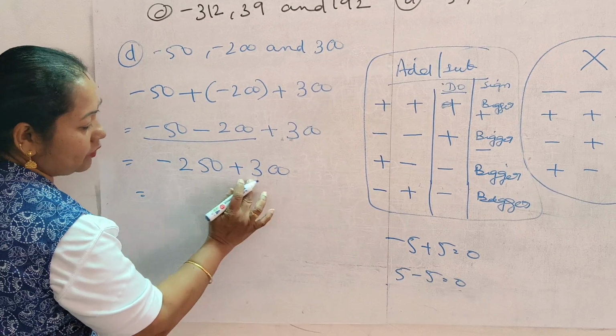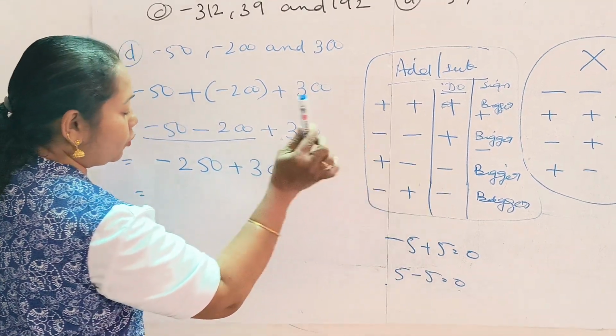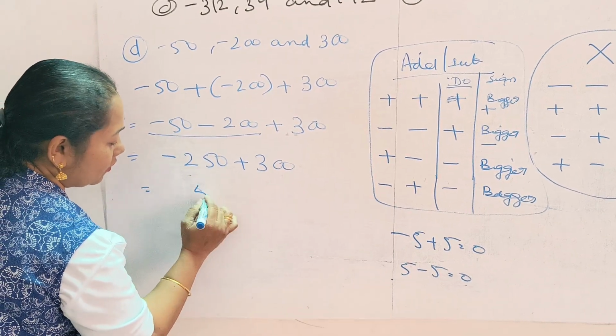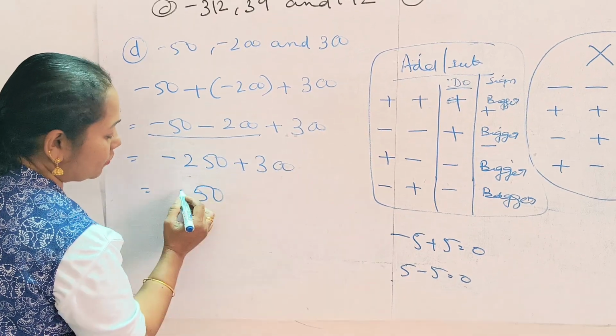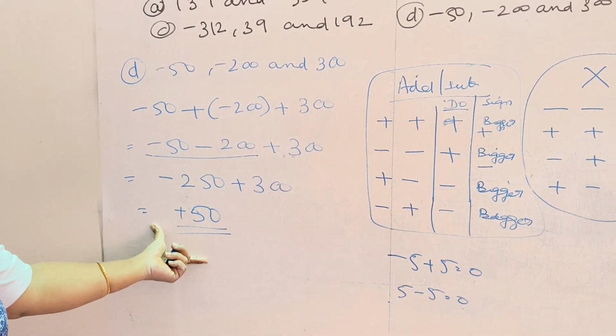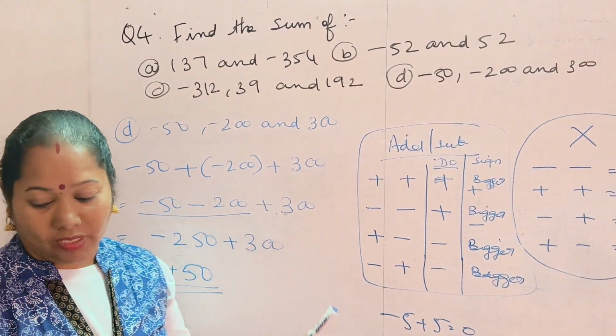One is minus, the other one is plus. What do we have to do? We have to do subtraction. That is 250 and 300, the answer is 50, and the bigger one is plus. So we will get the answer as plus 50. Okay, so in this way you have to do all these questions.